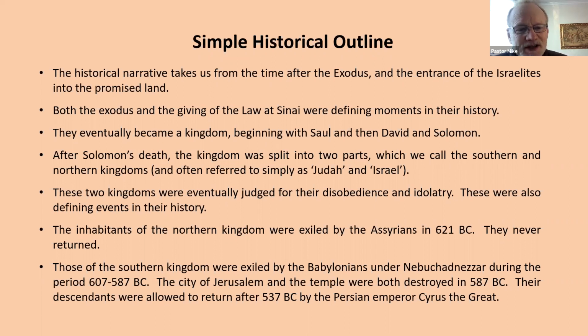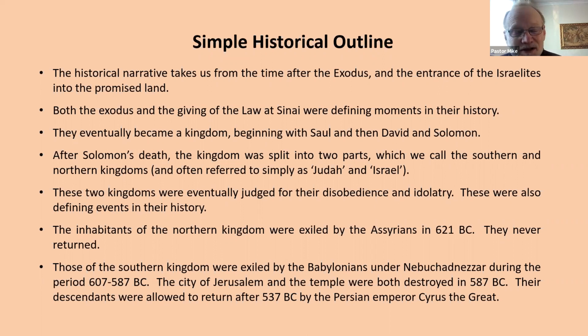Eventually, after several generations, they became a kingdom, and they were ruled by a series of monarchs. The first of those was King Saul, and he was followed afterwards by the 2 most famous kings of Israel, who are King David and King Solomon. After Solomon's death, this kingdom, which had only existed for 3 reigns, was very brief as a united kingdom.